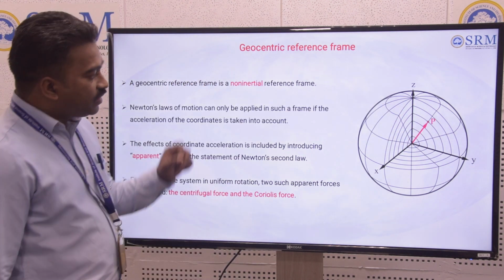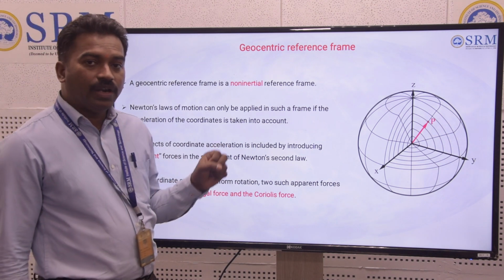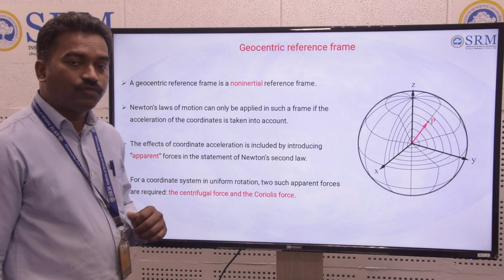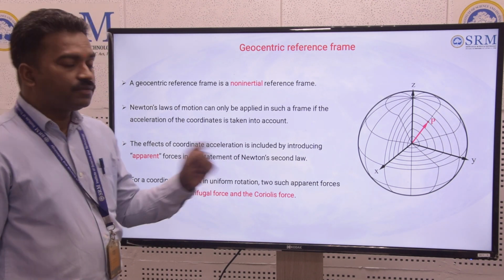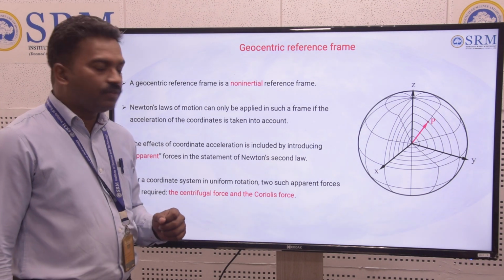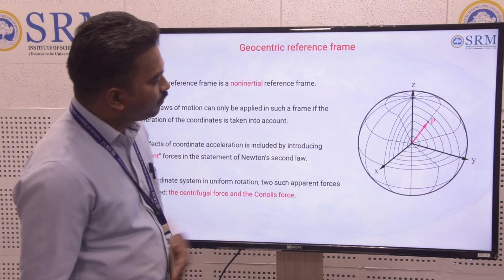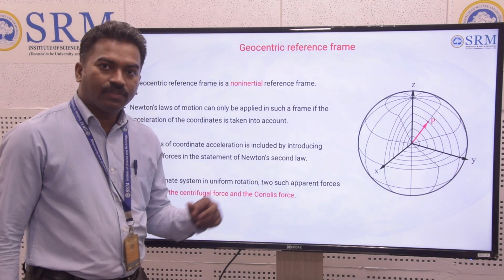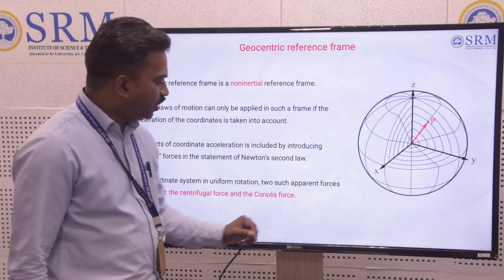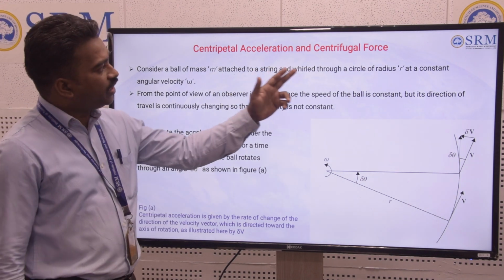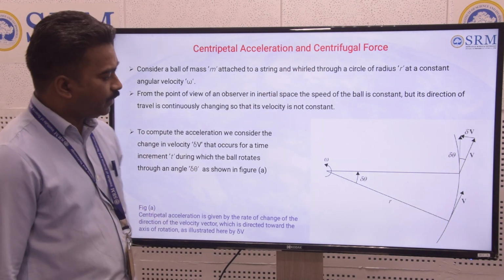These effects can be included by introducing the apparent forces in the statement of Newton's second law. For a coordinate system with a uniform rotation, two such forces we can call the centrifugal force and the Coriolis force. So let us discuss centripetal acceleration and centrifugal force.